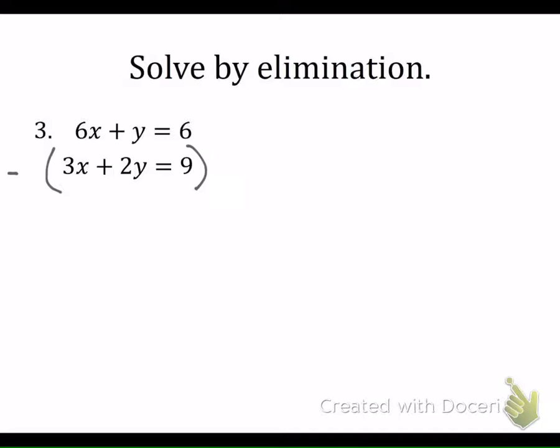By -2. So the whole goal is to make the equations so that we have opposite coefficients on one of the variables. We are doing the x's. You could have done the y's. Someone suggested the x's, so I'm going to go with it.